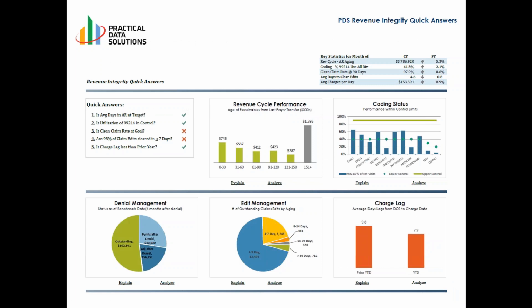So let's go back to that first page of the Revenue Integrity Quick Answers dashboard. Obviously, here we're trying to measure and verify results. So how do we use this dashboard? I mean, I can see very quickly in that quick answers section, I see 5 questions and I see 3 green checks and 2 red X's without even looking at what are we looking at. I see we're not hitting our clean claim rate and that we're not clearing our claim edits in less than 7 days, 95% of the time.